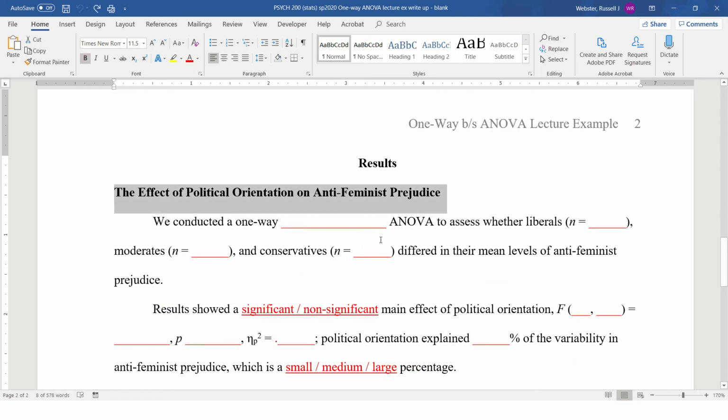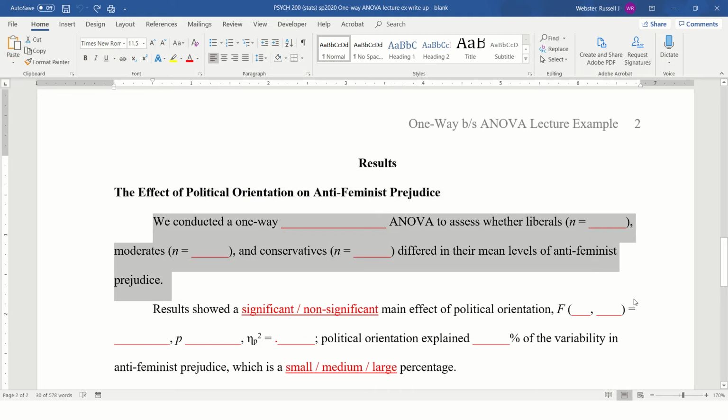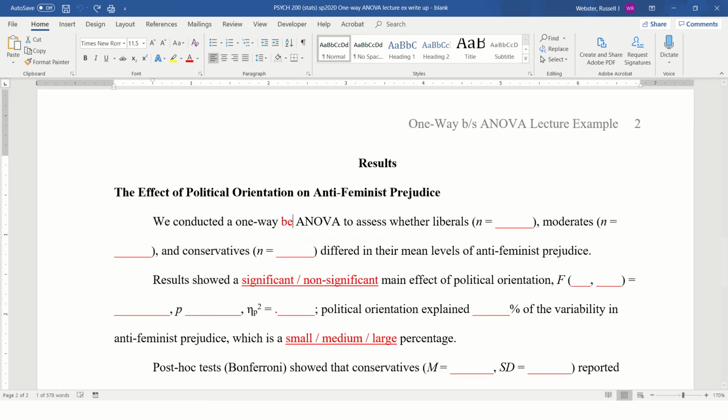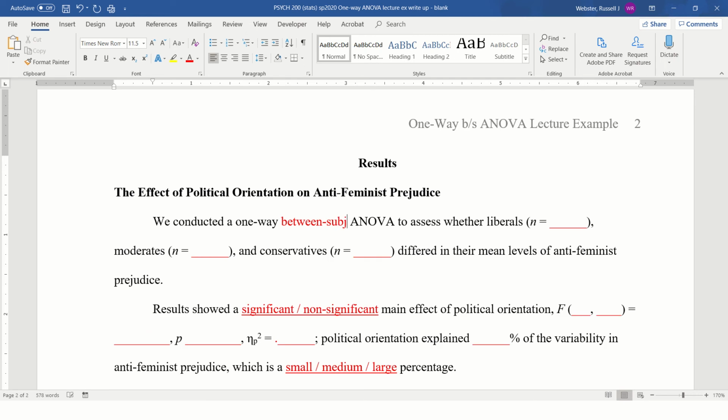Here we're looking at the effect of political orientation on anti-feminist prejudice. And so in the first paragraph, we always tell the audience what analysis we did and why. So here we conducted a one-way between subjects ANOVA to assess whether liberals, moderates, and conservatives differed in their mean levels of anti-feminist prejudice.